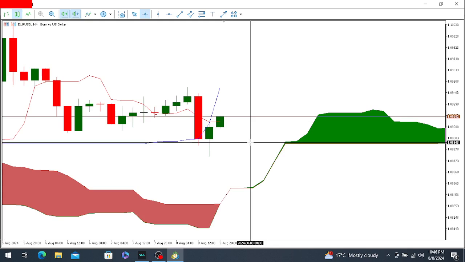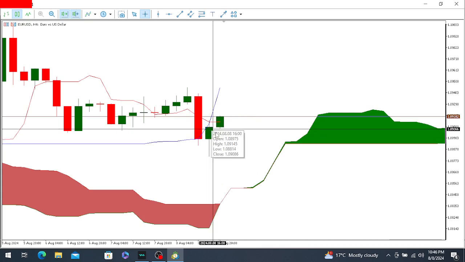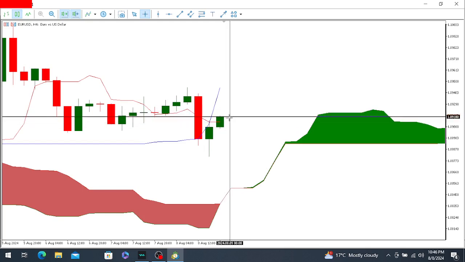Which is in line with the flat line of the cloud, which is the Senkou Span B. So we have already had this bullish candlestick, and now we are moving into the second 4-hour candlestick here.